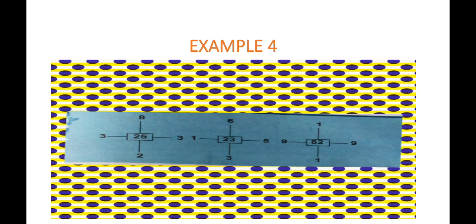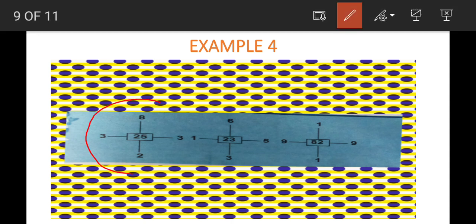Let's work with this first one. Let me explain. 8 times 2 is 16. 3 times 3 is 9. 16 plus 9 is 25. That is it. Let me come again. 8 times 2 is 16. 3 times 3 is 9. 16 plus the 9 is what? 25, the middle.